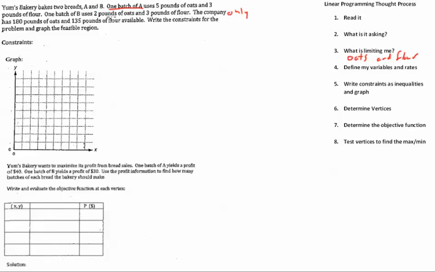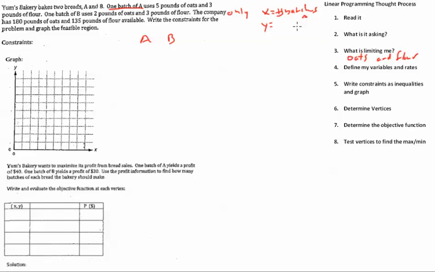I know I have 2 types of bread. I have a type A and I have a type B. But I need to come up with 2 variables to identify the unknowns. I couldn't say X equals A and Y equals B in this case, because A is just a type of bread. I'm curious. I need to figure out how many batches of bread A I'm going to make.